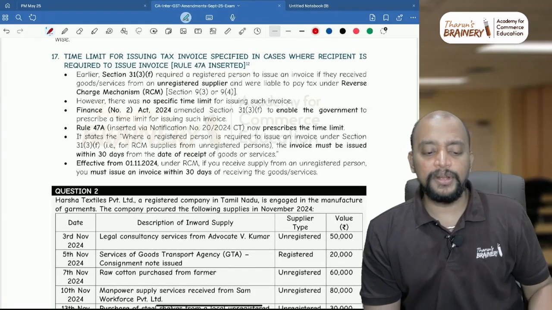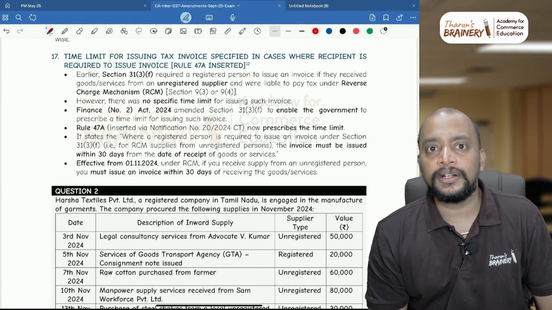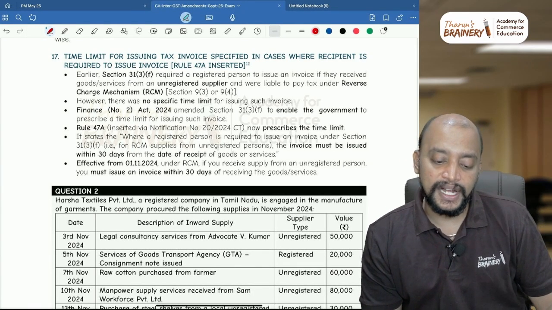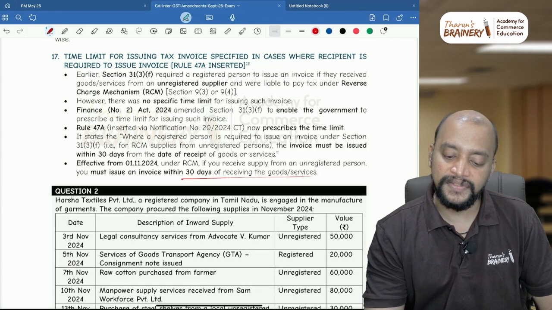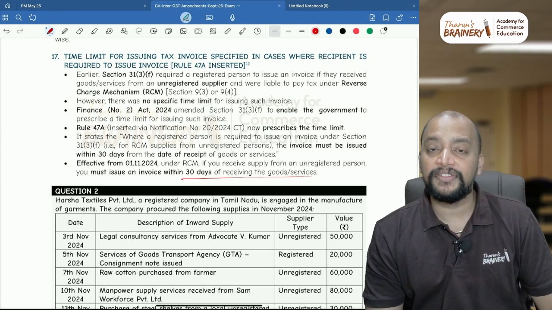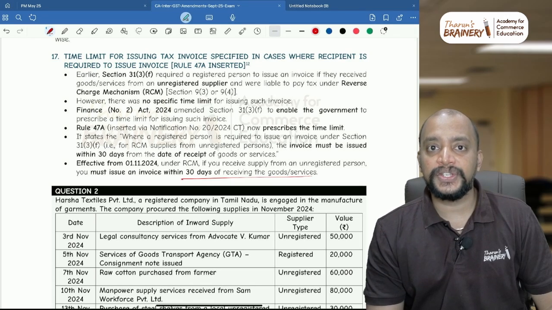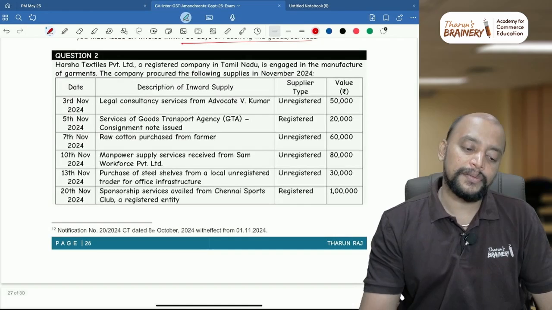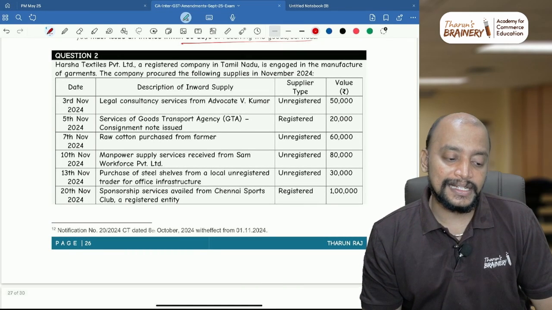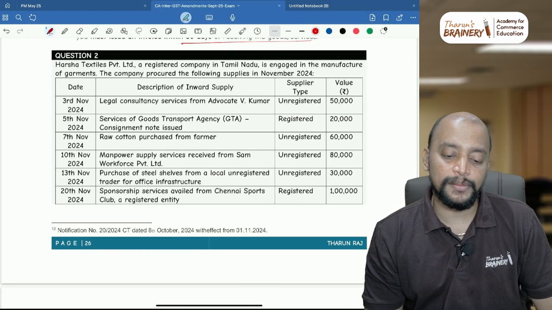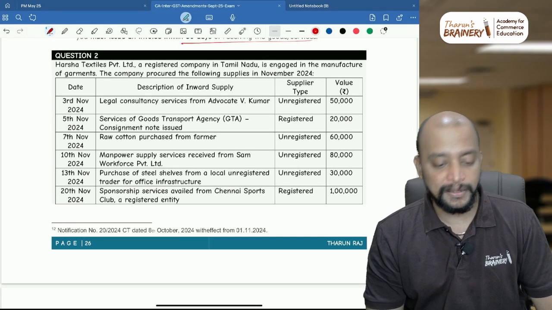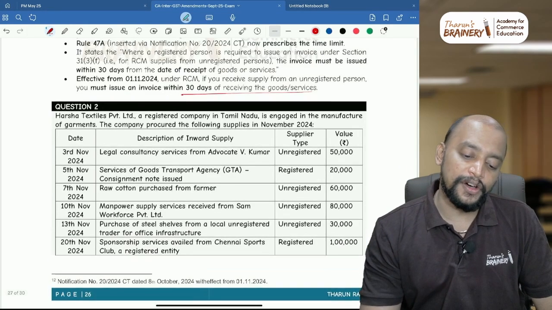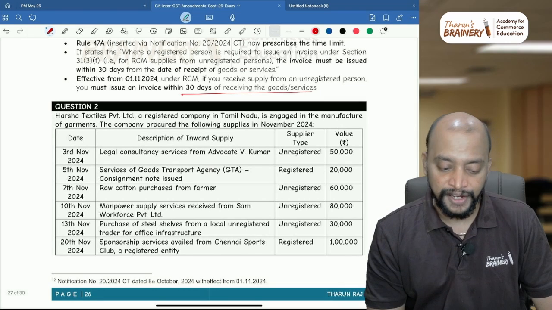Then, this time limit we already discussed: the time limit for self-invoice is 30 days from the date of receipt of goods or services. That's the time limit for self-invoice when the supplier is unregistered and the supply is covered under RCM. Related to that, there is one question. Harsha Textiles Private Limited, a registered company in Tamil Nadu, is engaged in manufacture of garments. The company procured the following supplies in November 2024.